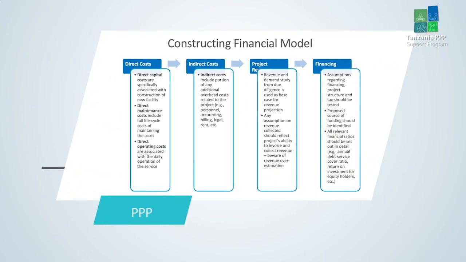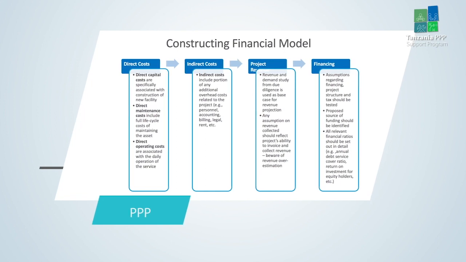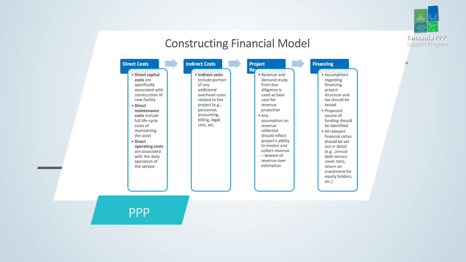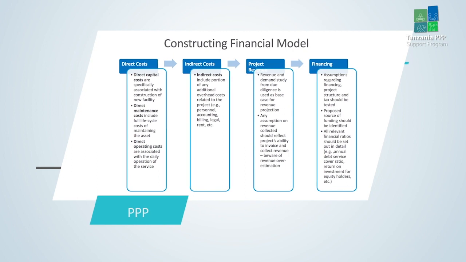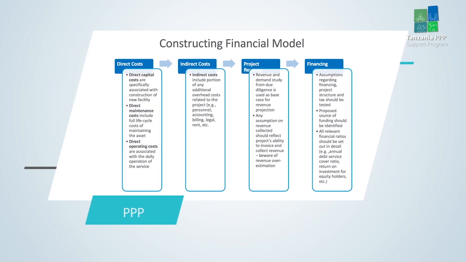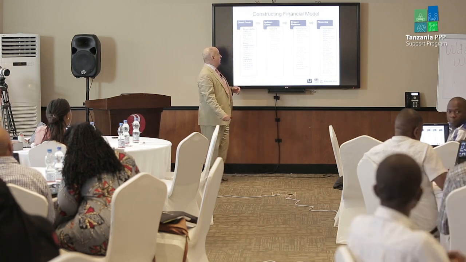So we need to know how much it costs to build something, or estimate what it's going to cost to build something. These are our direct costs. It's also, how much is it going to cost to operate it? All right. How much is it going to cost to maintain it over its life? These are all the costs that go into a project. It's also good to take a look at what the indirect costs are.